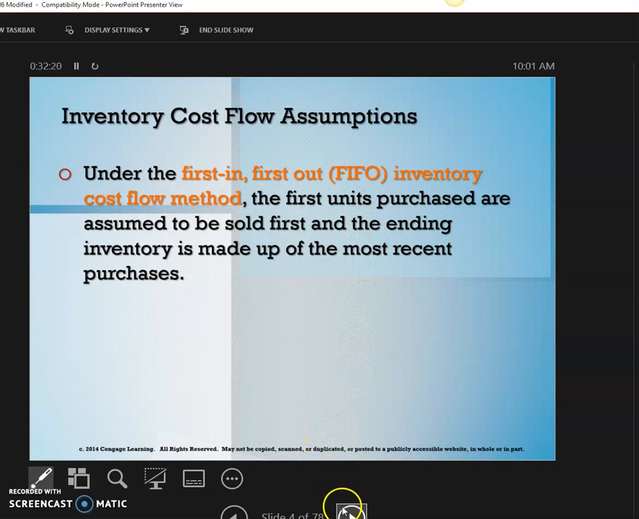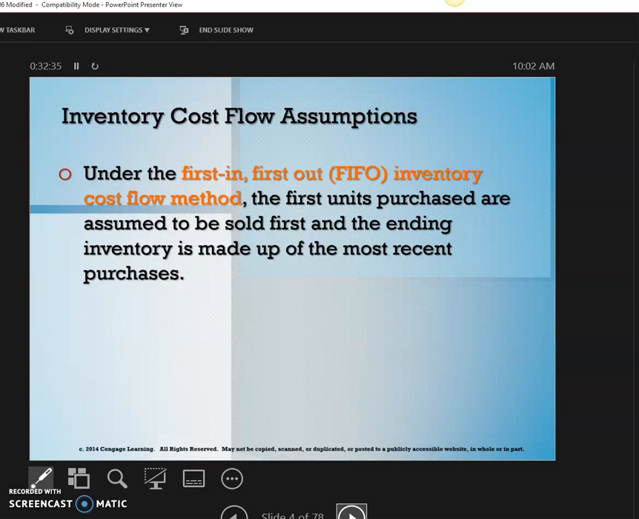So FIFO is the first one we're going to look at. It's also the most used. Most businesses use FIFO because it allows for the highest gross profit. So it's the most popular valuation method.